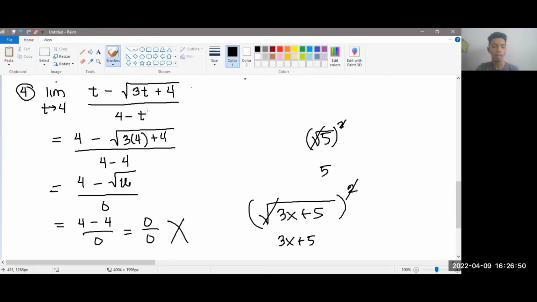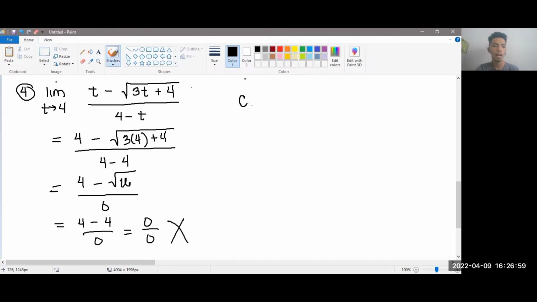So, paano natin siya matatanggal? So, papasok dito yung term na conjugate. Ano nga ba yung conjugate, sir? Pag sinabi natin conjugate, ito yung opposite operation. Okay, opposite operation. Pero bago mo isipin yung opposite operation, tingnan muna natin kung ilang terms meron sa numerator. We have two terms. The first term will be the variable t, and the second term will be negative square root of 3t plus 4.